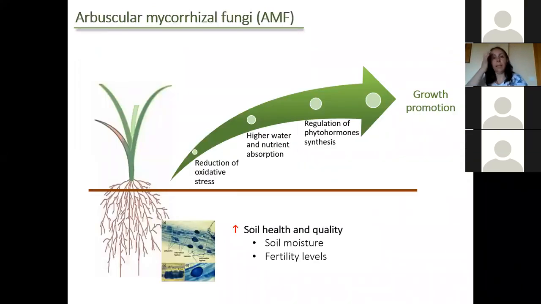So in summary, I can say that AMF are very important to reduce the oxidative stress in plants because they will upregulate the antioxidant systems. Also, they will increase the water and nutrient absorption to plants. They are important in the regulation of phytohormone synthesis. So all of this will lead to a higher growth or growth promotion. At the level of soil, these AMF are also very important because they will increase soil health and quality, as they increase the soil moisture and also the fertility levels in the soil.